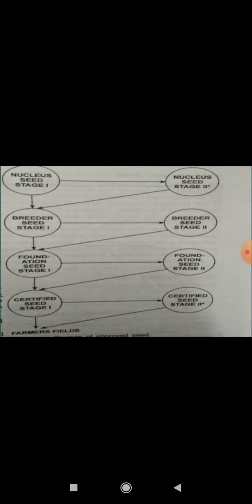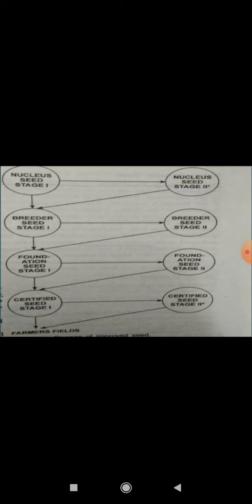Then come to its classes. There are four classes of the seed, that is nucleus seed, breeder seed, foundation seed and the certified seed. So from this picture we can get an idea that each of its classes is further divided into its sub stages.